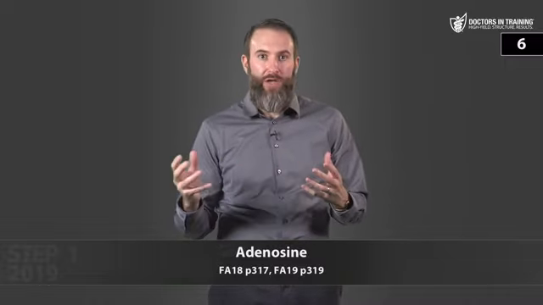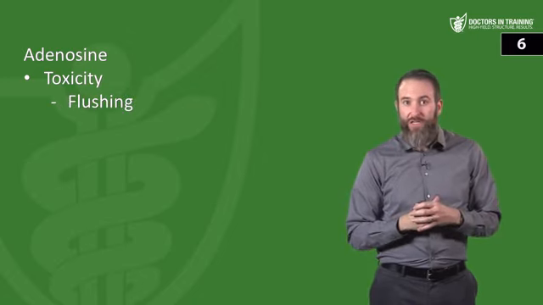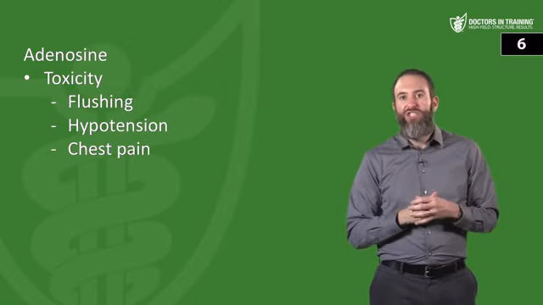But at the very least, you have this window of a much slower heart rate where you can get a good ECG strip and where you can then analyze and determine what type of rhythm you're dealing with in that situation. Now, toxicity for adenosine includes flushing, hypotension, and chest pain.